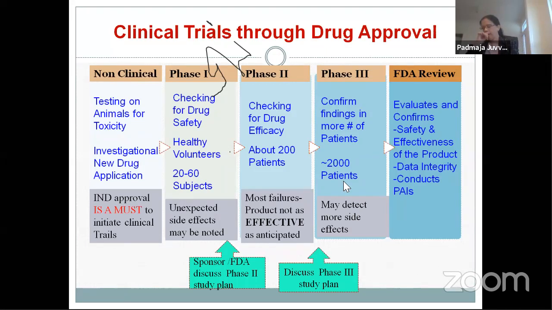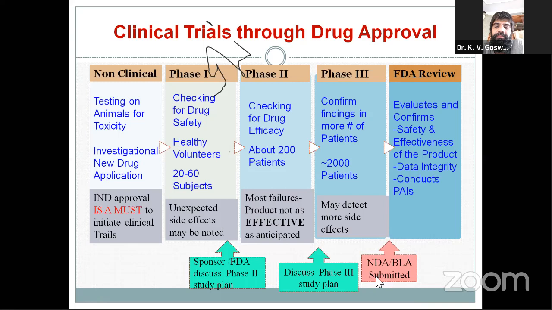Phase 3 is an extension of the phase 2 study where we confirm findings in a larger number of patients. This can range from 1,000 to 3,000 patients, geographically distributed, not just in the US but in the EU, based on where you intend to launch the product. So it is geographically extended. And since we did that, it could detect more side effects, or it could move on. That would be the best scenario. When everything works well in phase 3, great. Now we are ready to submit our new drug application to the FDA.